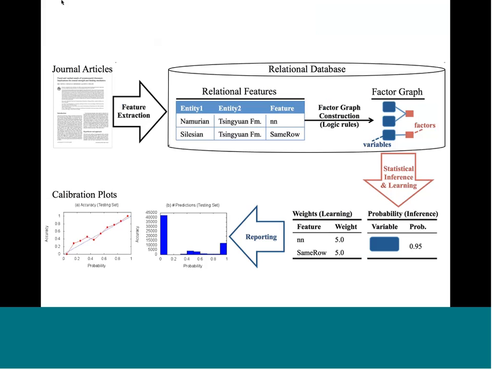So for the Paleo project, I'm going to show you a typical DeepDive pipeline for how this works. You start with a journal article, we extract features, and those would be things like species and geological formations and time intervals and so forth. And those you can write very simply using any number of different scripting languages that you might like.